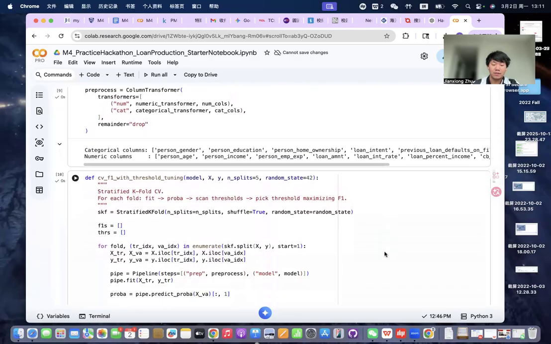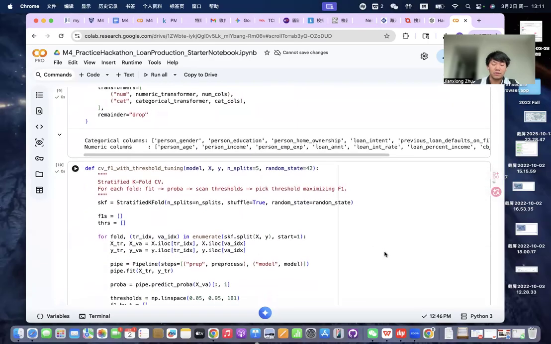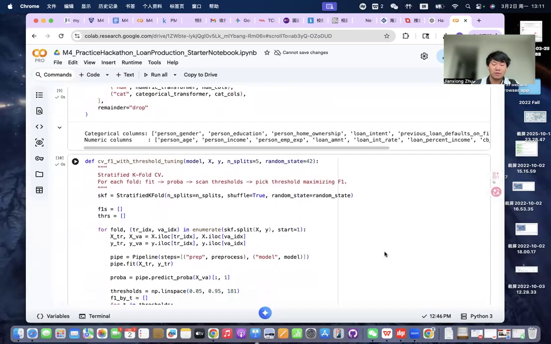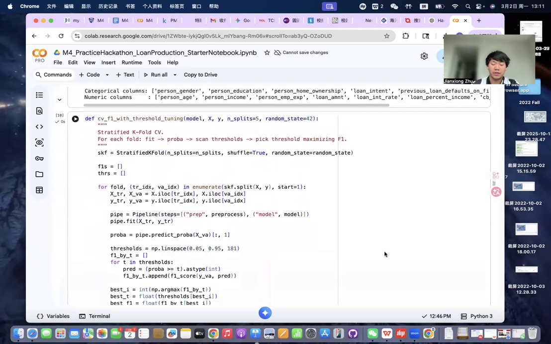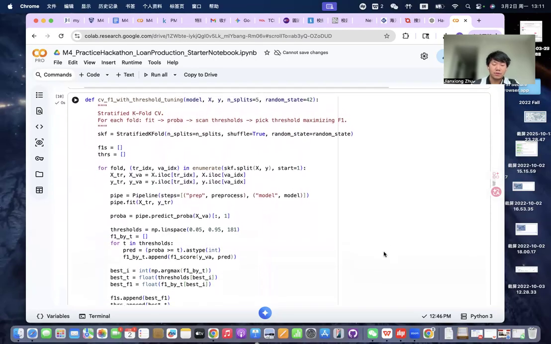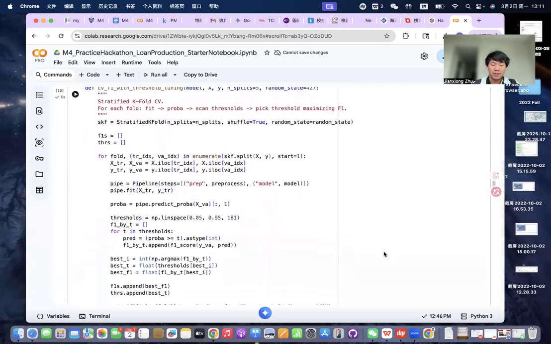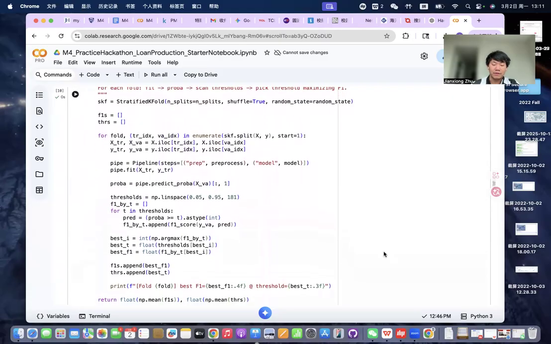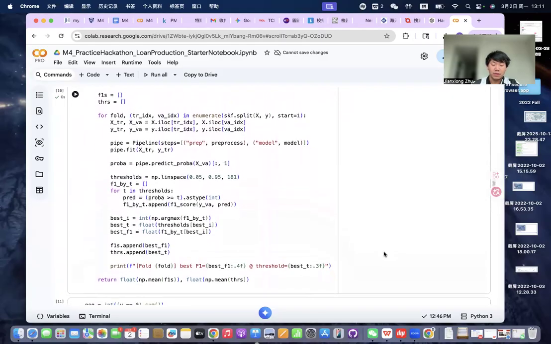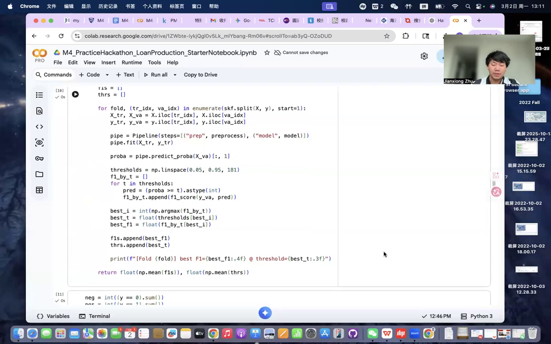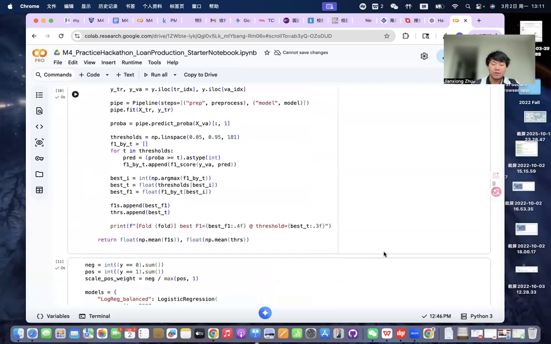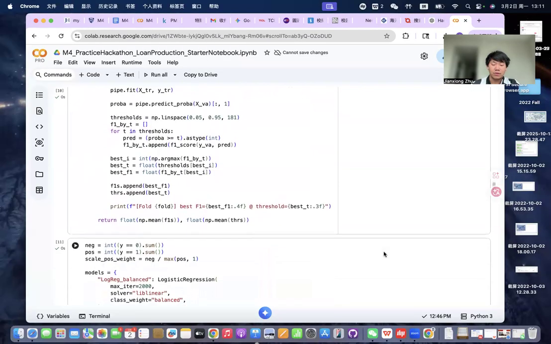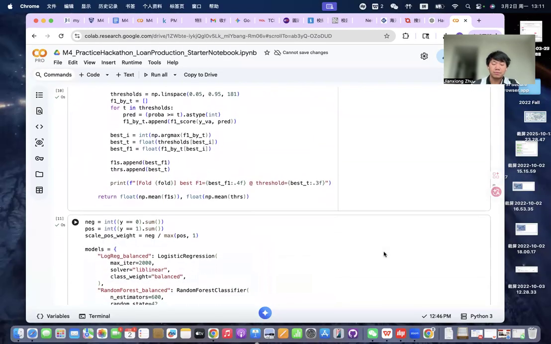And the next is threshold tuning. Instead of using the default 0.5 cutoff, I scanned thresholds from 0.05 to 0.95. For XGBoost, the optimal threshold was 0.6082, which significantly improved the F1. This demonstrates that probability calibration alone is not enough. Decision threshold selection is critical in imbalanced business problems.